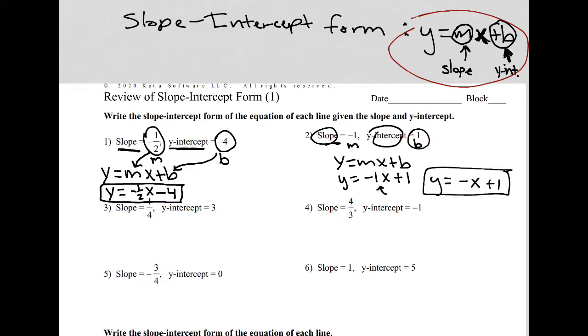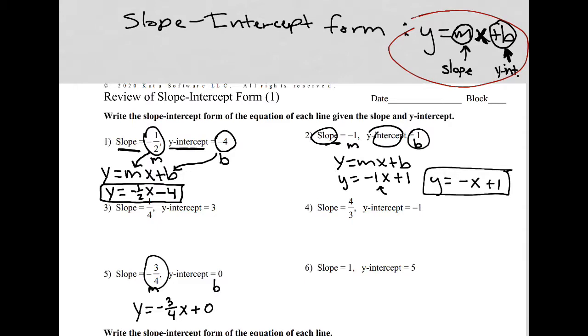Alright, and then lastly in this section I just want to mention on number 5, when your y-intercept is 0, remember that's your b. So we'll just go ahead and do this one. I'll do half of the section and you'll do the other half. So that's our m, that's our b. So we have y equals mx plus b. Well, here's our m, so -3/4 x plus b, our b is 0.